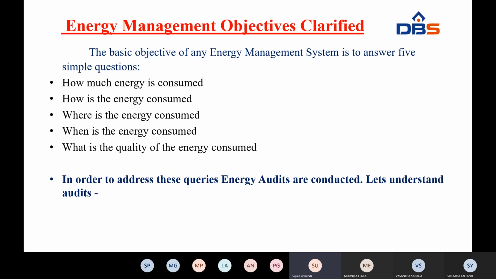And how do you clarify this objective? There are five simple questions. How much energy is consumed? How is the energy consumed? There is a lot of difference. Where is the energy consumed? When is the energy consumed? And what is the quality of the energy consumed? So these are the five objectives of the energy management system, to clarify how much, how, where, when and what energy is consumed.